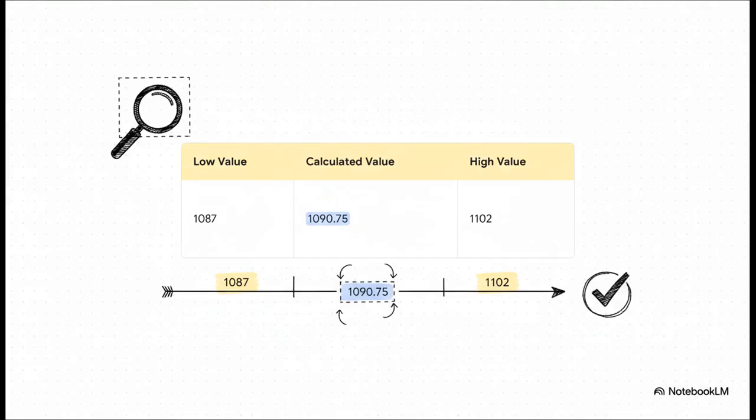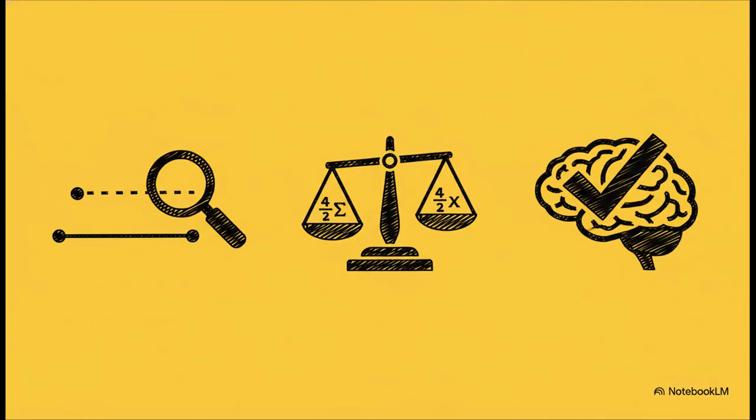So let's do that check right now. Our low enthalpy was 1087. Our high enthalpy was 1102. And our calculated answer? 1090.75. Does it fit? Yes. It falls perfectly and logically right in between those two numbers. That tells us our calculation is solid. We're good to go.